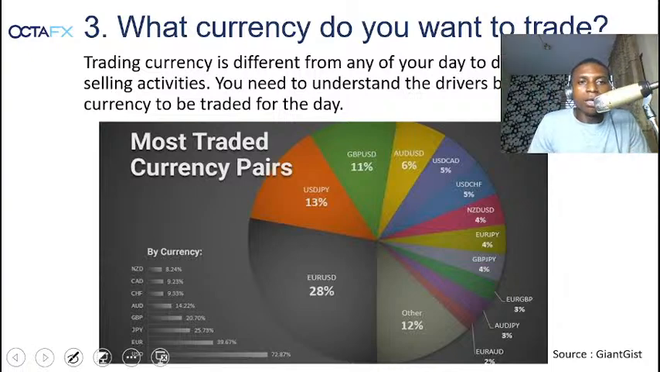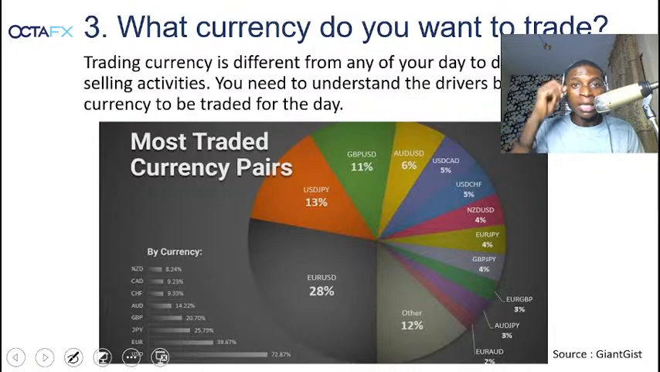Because trading currency is different from any of your day-to-day buying and selling activity. It's different, just like when you go out and say, oh, I want to buy something in the market. Buying and selling currency is different from your day-to-day buying and selling activity. You need to understand the drivers.